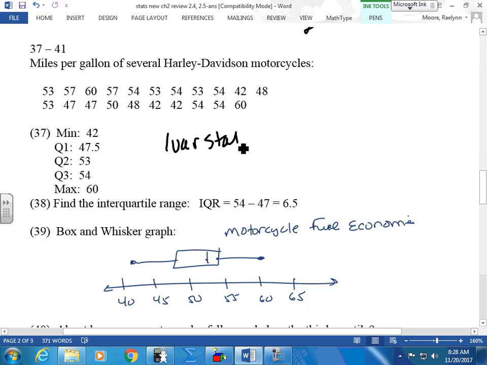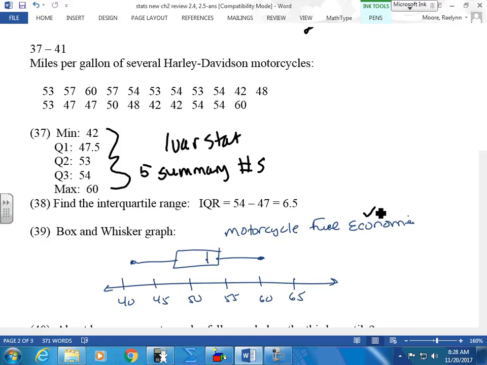And what are these guys called? Good. The 5 summary numbers. Good. That's what I need to make my box and whisker. Remember, it gets a title, right? It gets a title. It gets a number line underneath it. Not those values. Those are the values that you're going to pinpoint. Make the box around the middle 3, and then the whiskers.